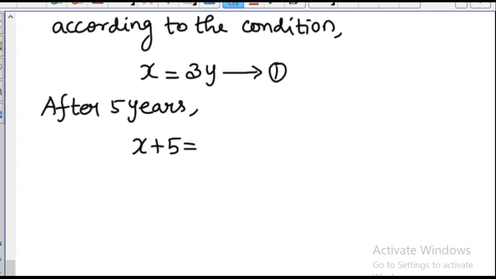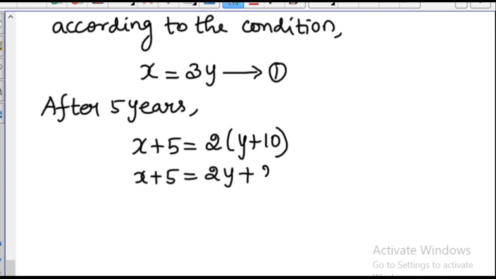When x is the father's age, only one person, so you are going to add only 5. But here there are two sons. Two sons means for each, 5 should be added. That means y plus 10 you can take it. Twice means 2, so 2 into y plus 10. If you solve, what do you get? x plus 5 is equal to 2y plus 20.